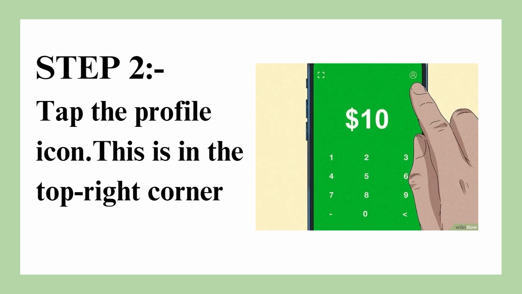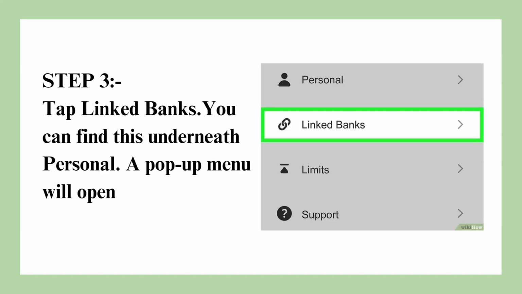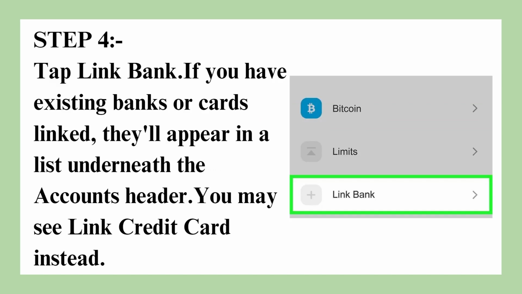First, open the Cash App, then tap the profile icon. This is in the top right corner. Tap Linked Banks. You can find this underneath Personal. A top-up menu will appear.